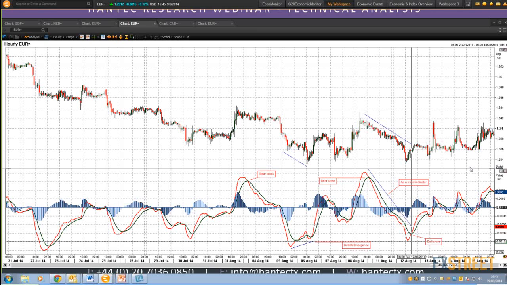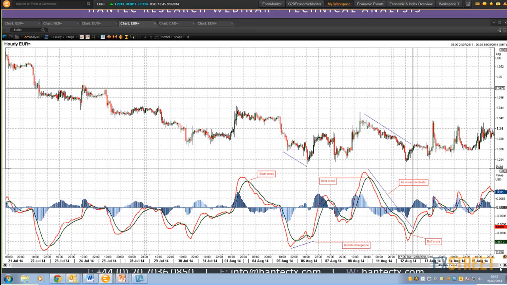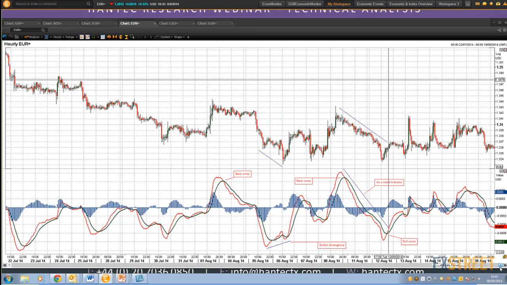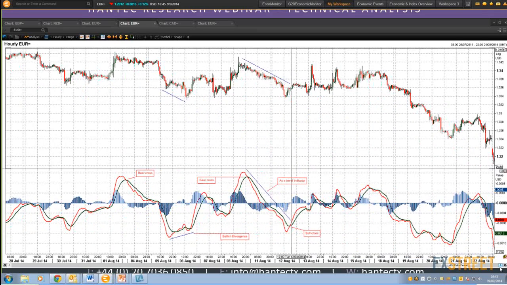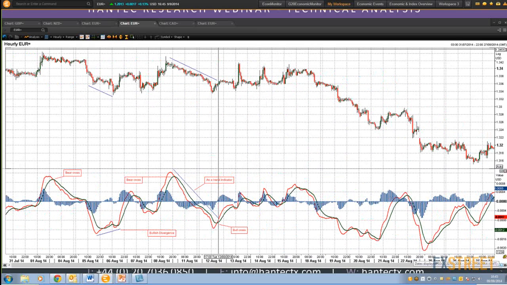I think that on an intraday basis, they do work very well. There don't seem to be any more. But yes, if you can identify a trend, I believe that the MACD lines work very well, and they are a very useful indicator to have.